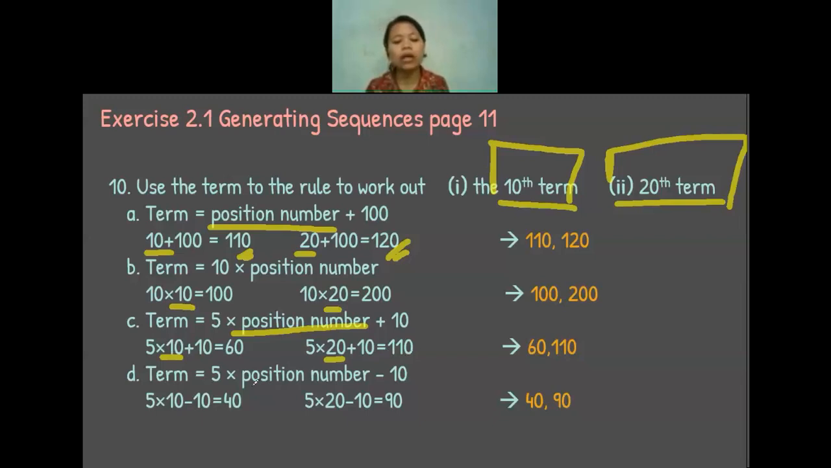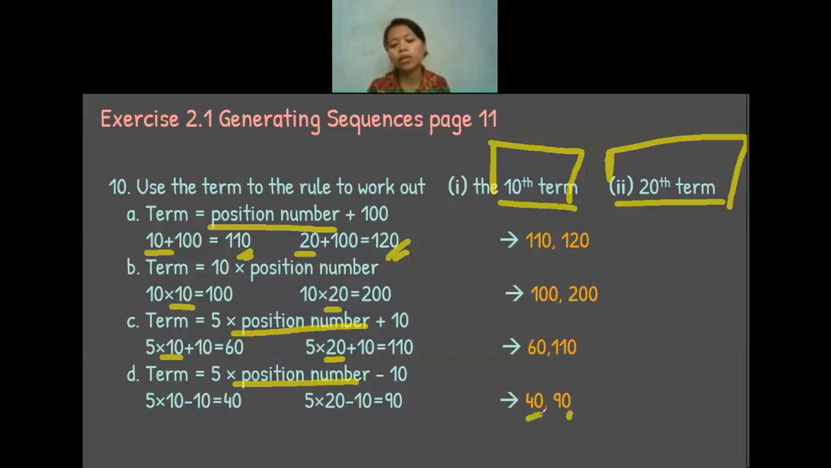For question D, 5 times position number minus 10. So same, we replace the position number with 10 and 20. So 5 times 10 minus 10 will be equal to 40. 5 times 20 minus 10 will be equal to 90. So the 10th term will be 40. The 20th term will be 90.